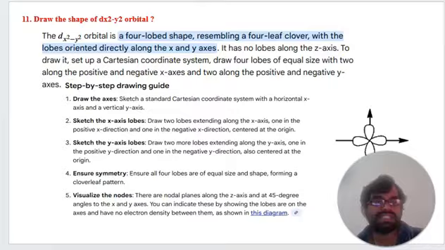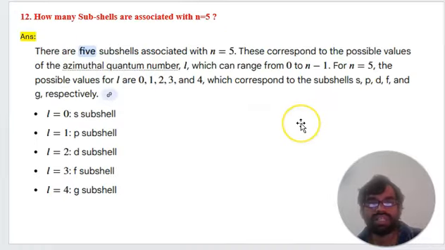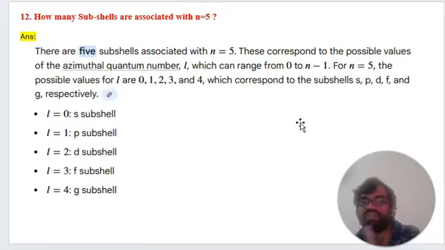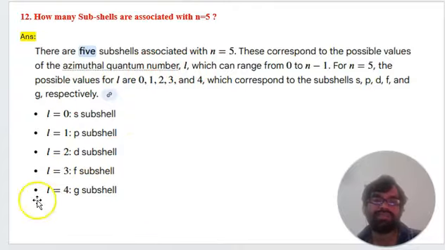Next, the 12th question: how many subshells are associated with n equal to 5? There are 5 subshells associated with n equal to 5. These correspond to the possible values of the azimuthal quantum number l, which range from 0 to n minus 1. So for n equal to 5, the possible values of l are 0, 1, 2, 3, 4, corresponding to the subshells s, p, d, f and g respectively. So these are the 5 subshells associated with n equal to 5.